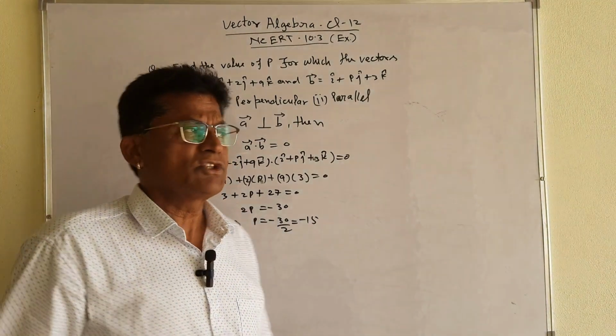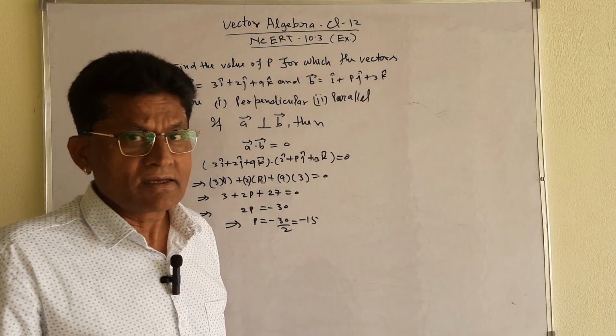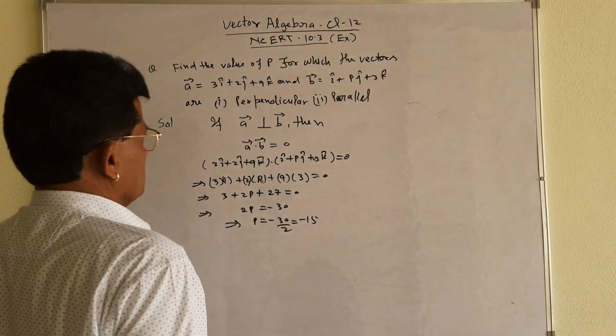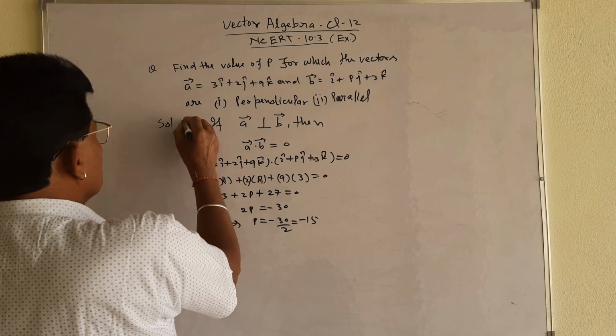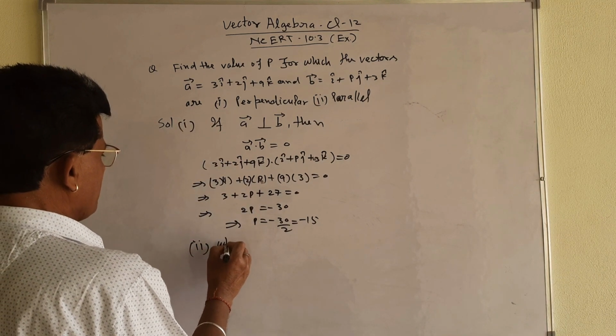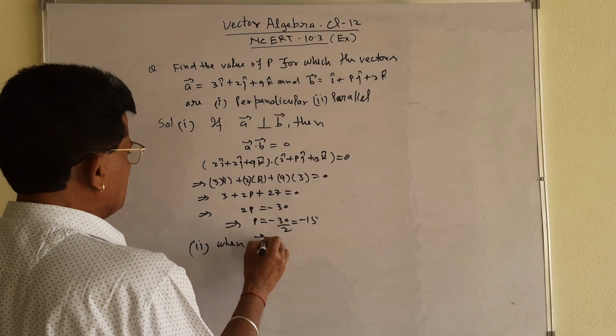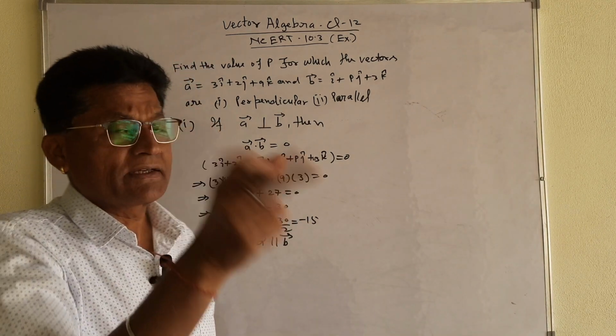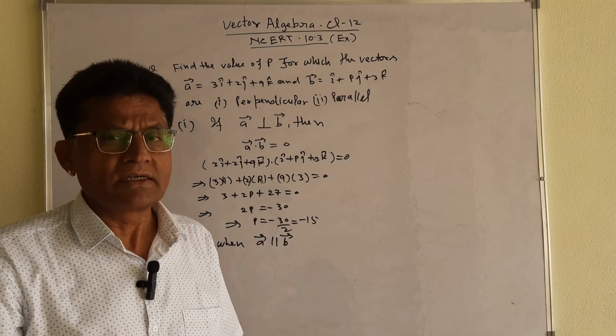How can you say that these two vectors, vector A and B, will be parallel? Let me find out the value of p. I will tell you the important things. This was the first case. Let me take the second case. The second case is when vector A is parallel to vector B. Then what will be the condition?